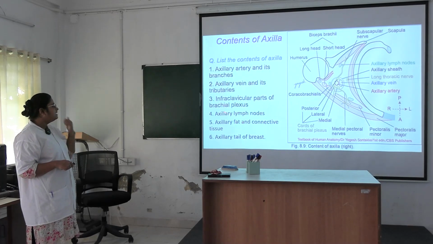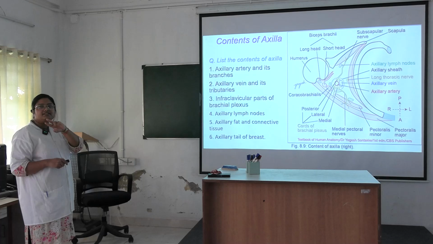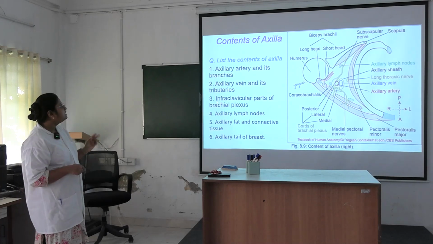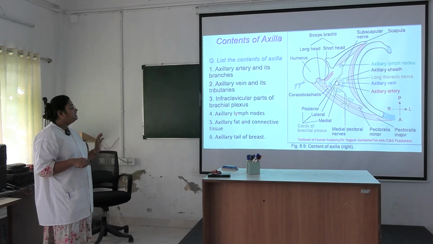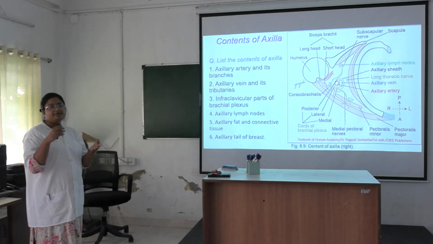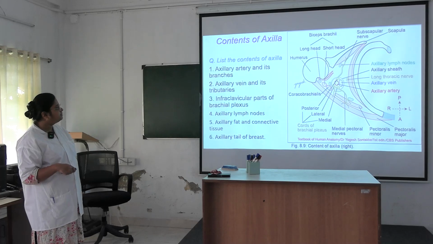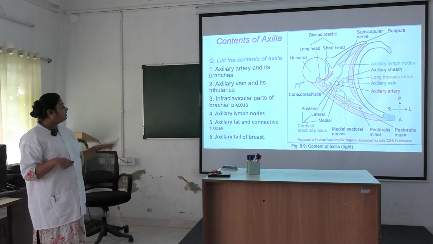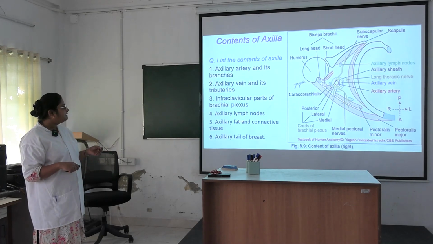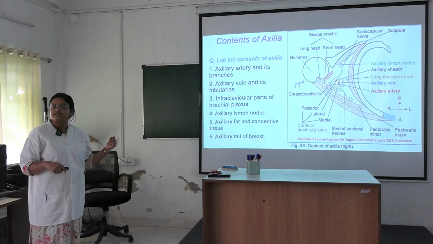Next we get the axillary lymph nodes. All these three structures we will see in our dissected part. Axillary lymph nodes we have removed. They are merged with the fat. So axillary fat and connective tissue and lymph nodes, all these we have removed. And the axillary tail of the breast sometimes extends towards the axilla.